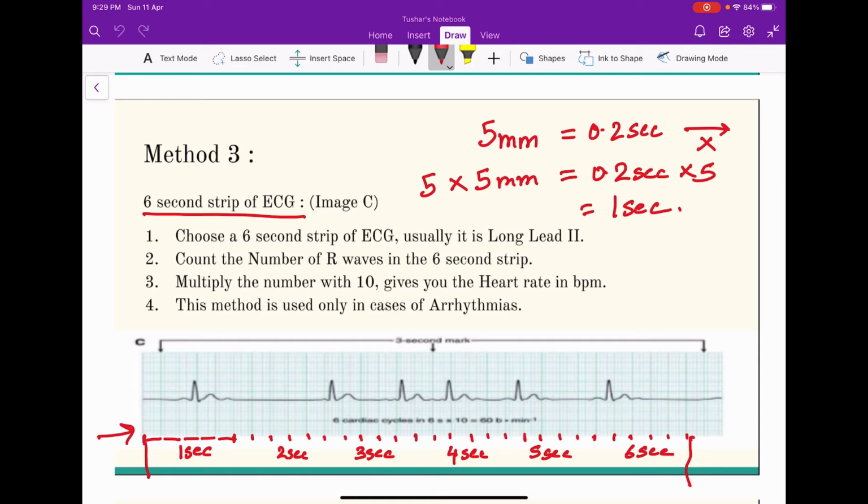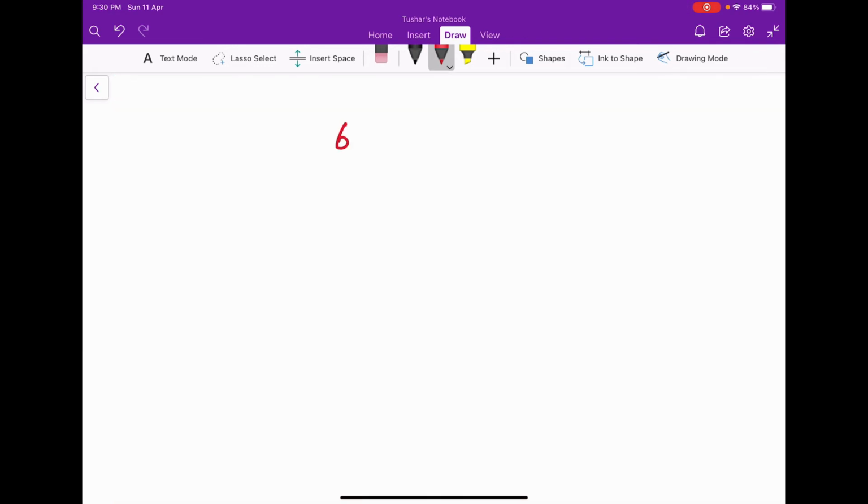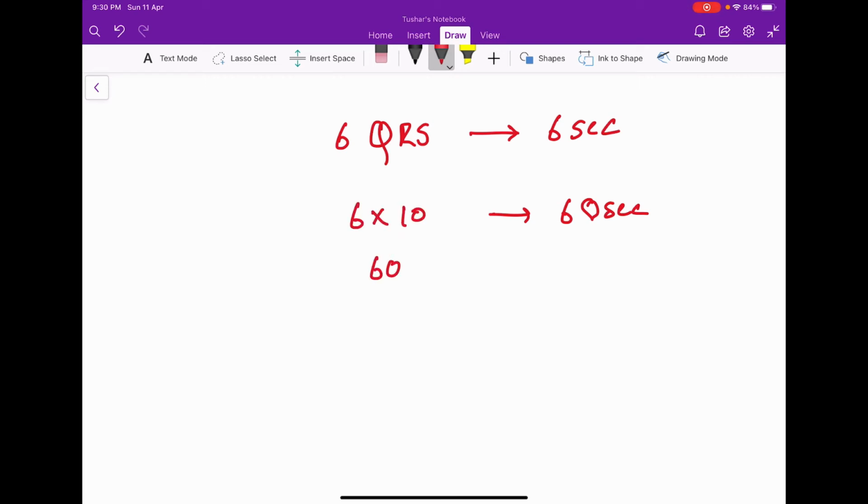So we need to determine how many QRS complexes are coming in this 6-second strip. If we calculate, what we can see is there are 6 QRS complexes coming in the 6-second strip. If 6 QRS complexes are coming in a 6-second strip, then how many QRS complexes will come in a 60-second strip? It will be 6 into 10, which will be 60 QRS complexes.